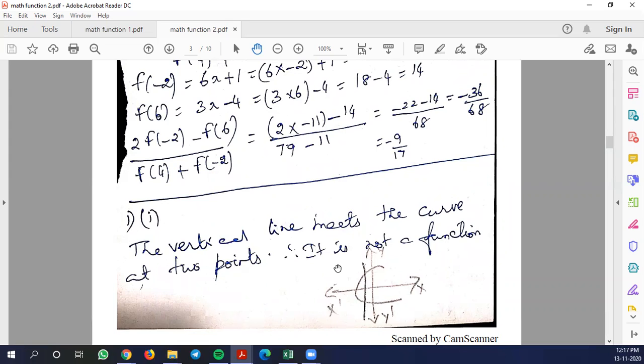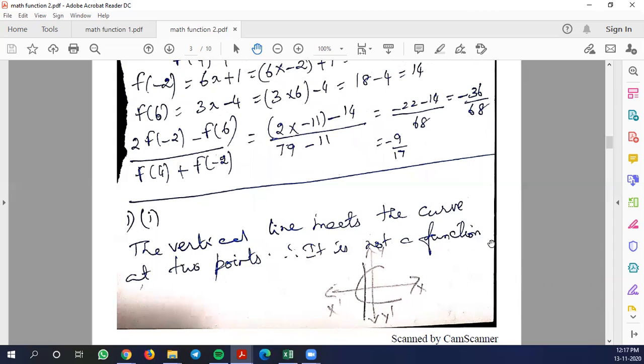And to find whether this graph represents a function or not, you have to draw a vertical line like this. So you have to draw a vertical line. Here I am drawing the vertical line. Yes, this is the vertical line. Now, this vertical line meets the curve at 2 points. Yes, the 1 point, another 1 point.